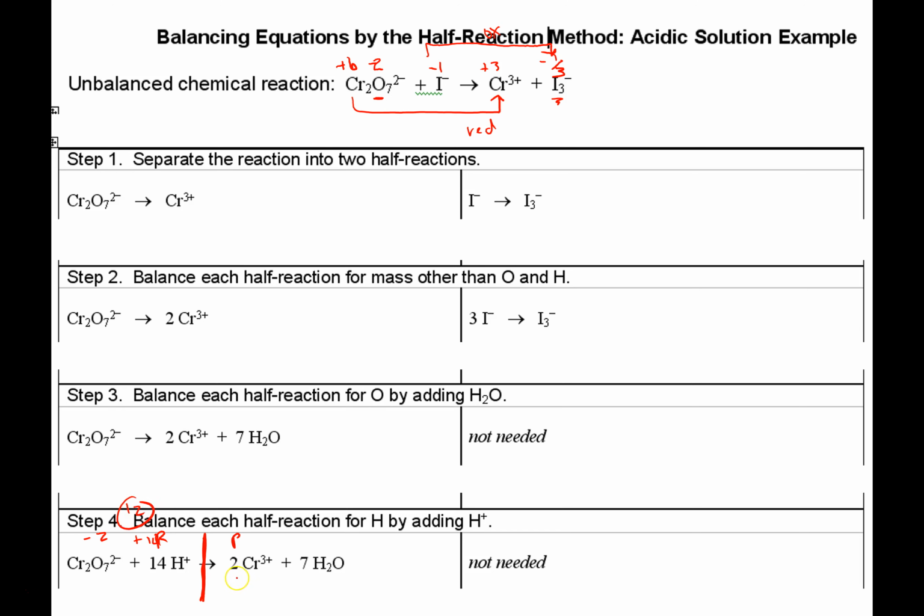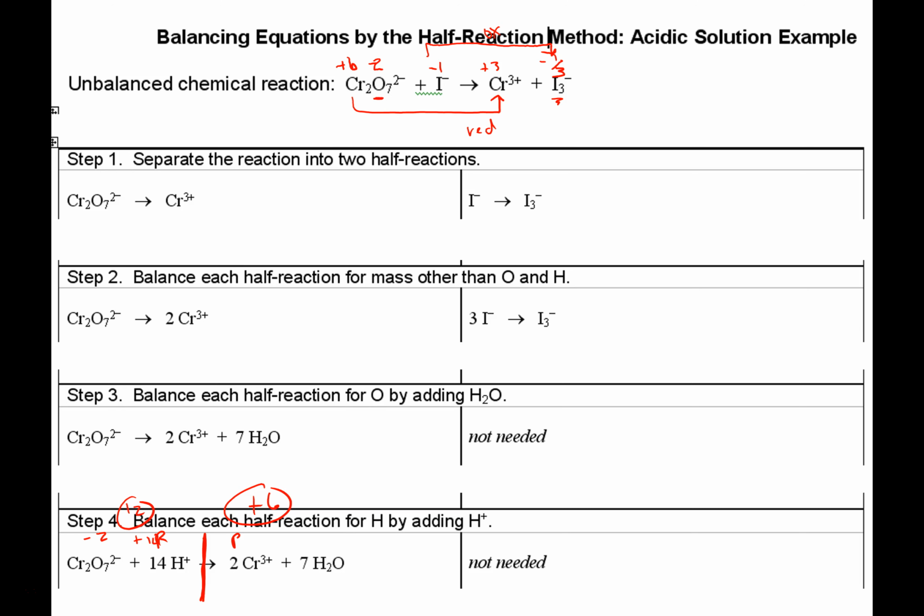And then over here, I have 2 times a +3. I have a +6. There's nothing there. So I have a +12 and a +6. So I need to make them both +6. I can do that if I add 6 electrons over here. That takes my +12 down to +6. That's exactly what I'm going to do.